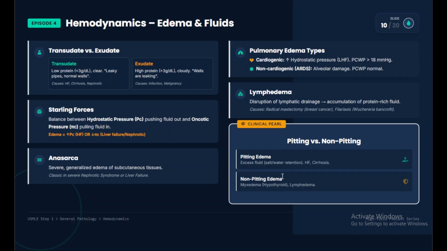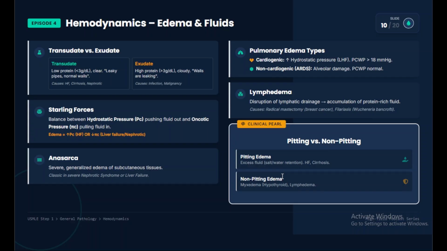So that's it from my side. Just a quick mental image: in transudate, pipes leak but valves are intact. Exudate, valves themselves are leaking. Lymphedema, the drainage system is blocked. Pulmonary edema, lungs flooded, and it is of two types, cardiogenic and non-cardiogenic. In anasarca, the whole town is flooded.